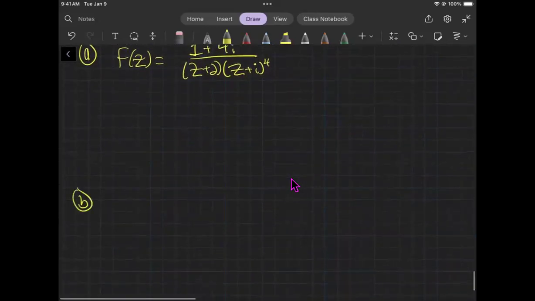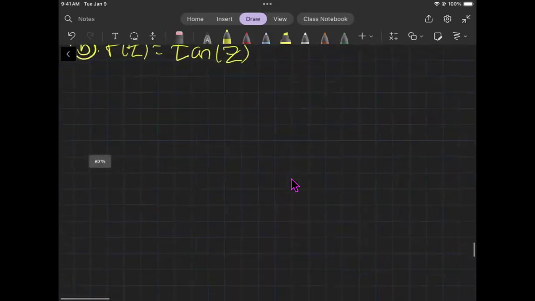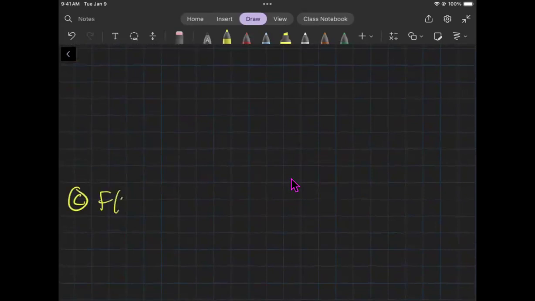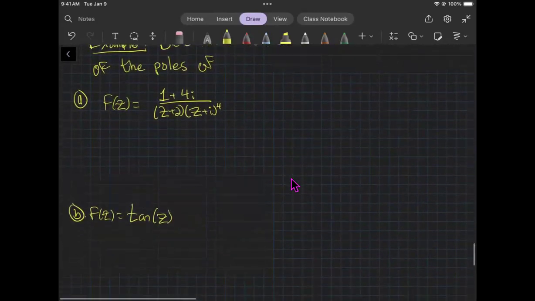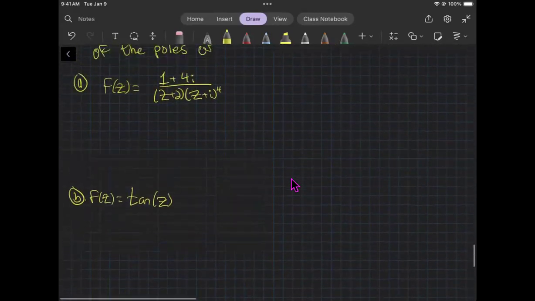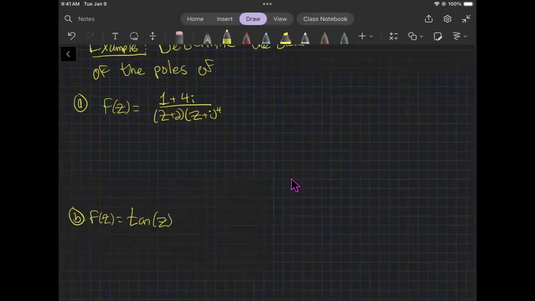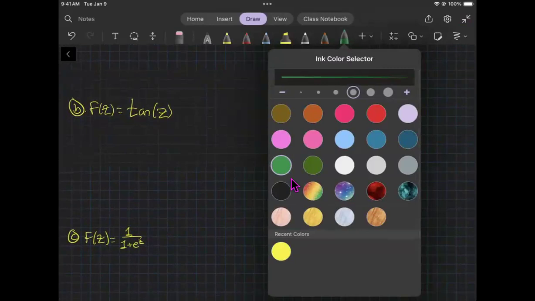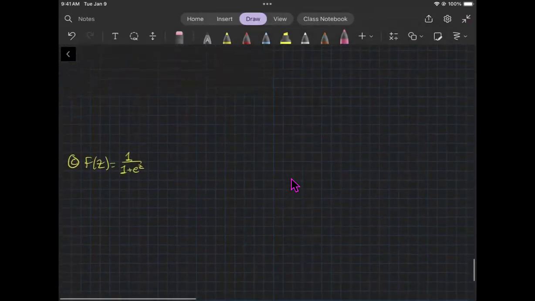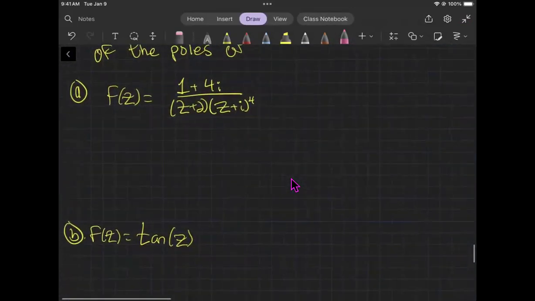And this one, f of z equals tangent of z. And this one, f of z equals 1 over 1 plus e to the z. So for these examples, you want to determine what poles are there and their orders in these three functions. Part A is f of z equals 1 plus 4i divided by z plus 2 times z plus i to the fourth. Part B is f of z equals tangent of z, and part C is 1 over 1 plus e to the z. Okay, so I want you to pause the video and work on these examples.